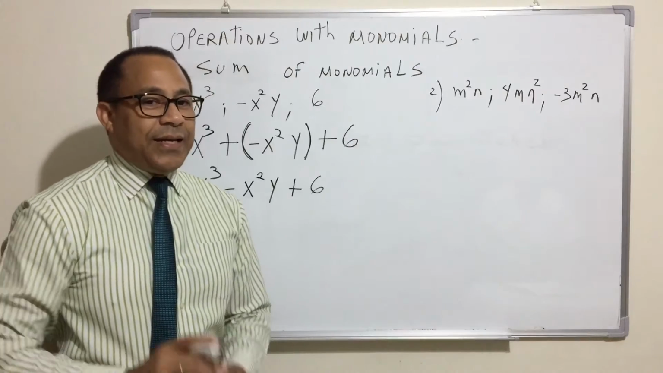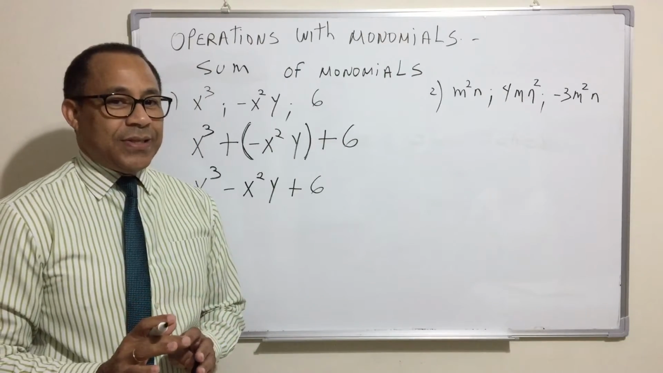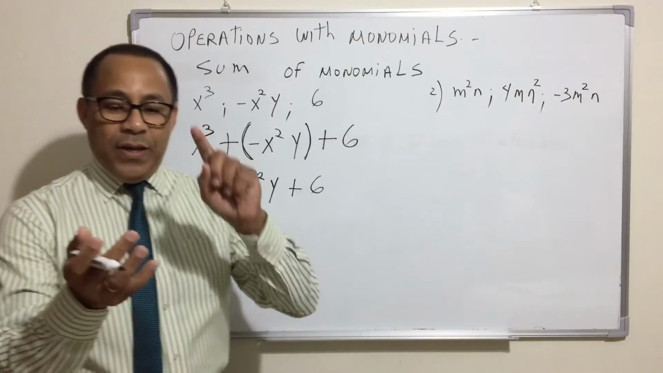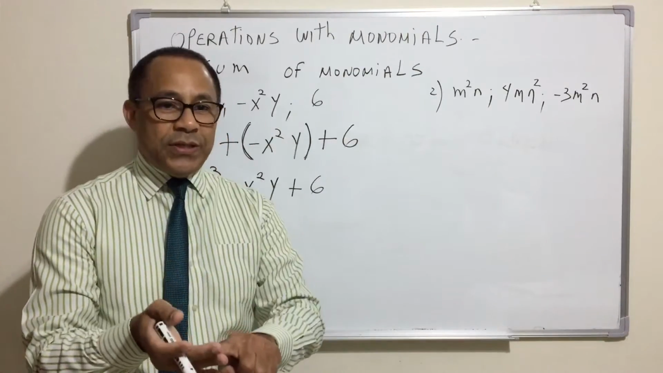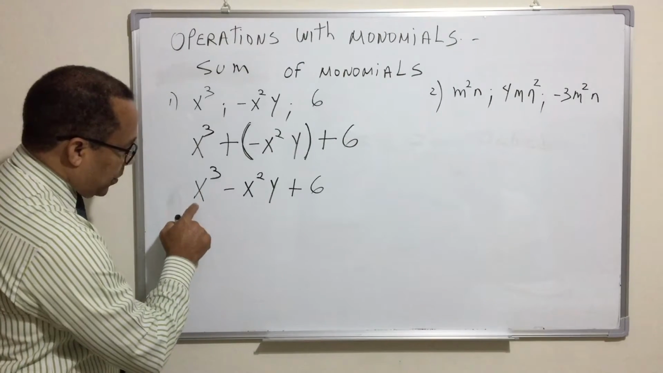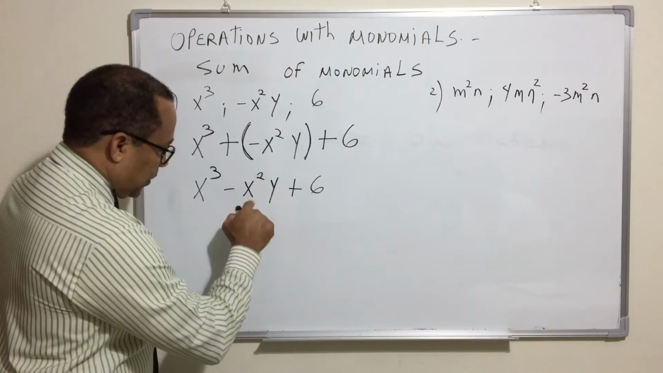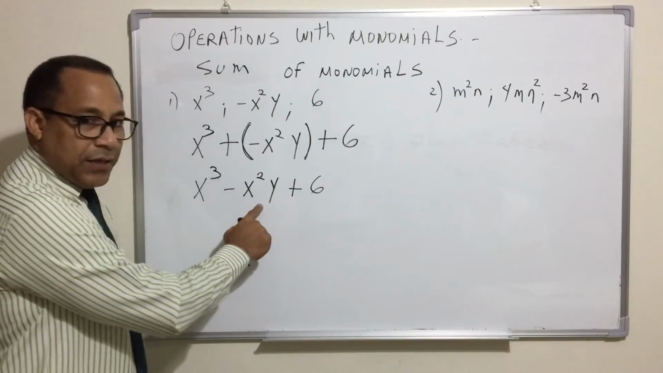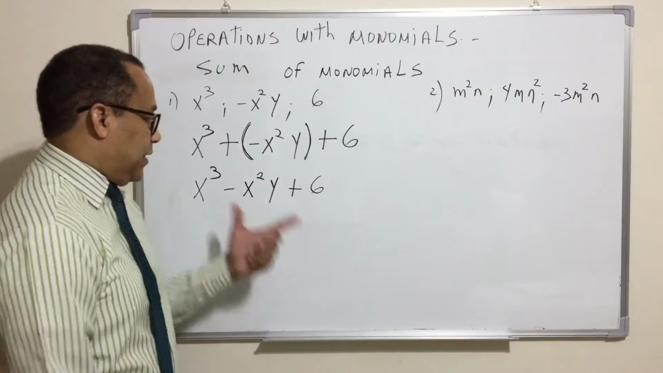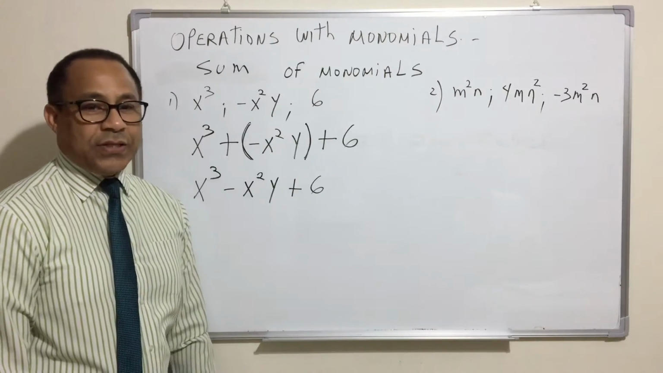Next step, I need to add the like terms. But remember, like terms are those terms that have the same letter and the same exponent. Let's take a look at the terms here. This is x to the third, and this is x to the second y. They are not like terms. And this is just 6, no like terms. So this is the final result for this operation.